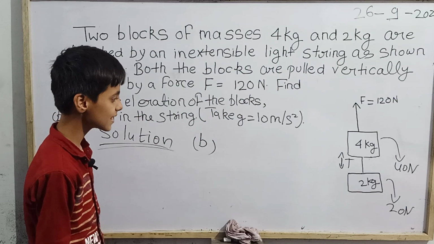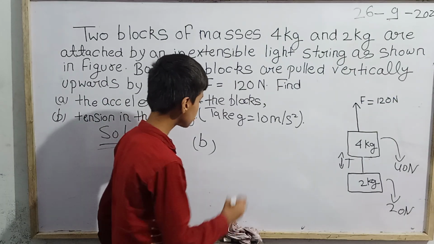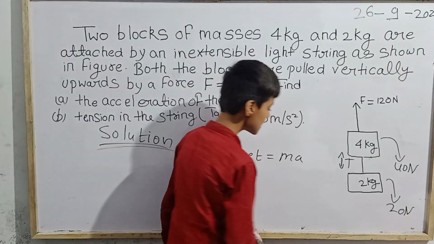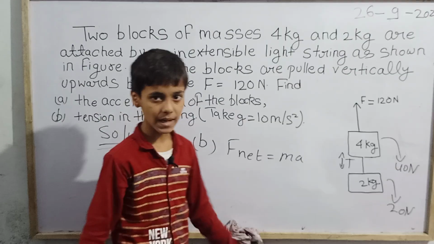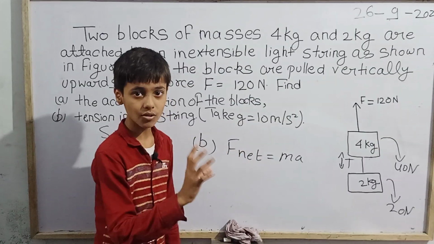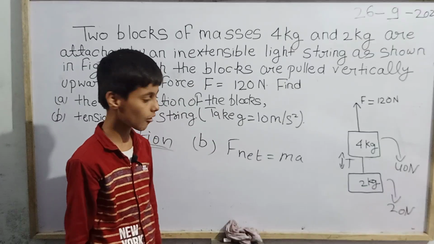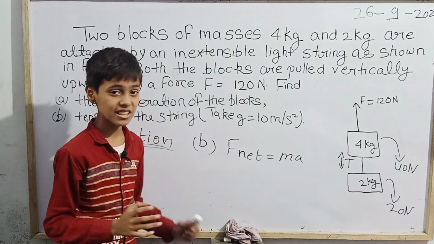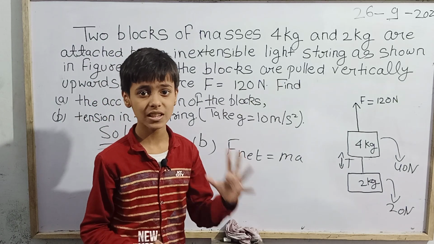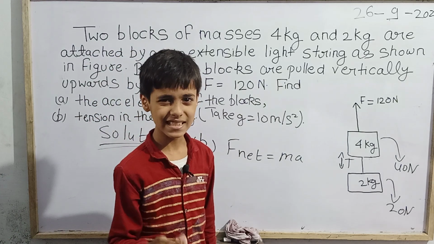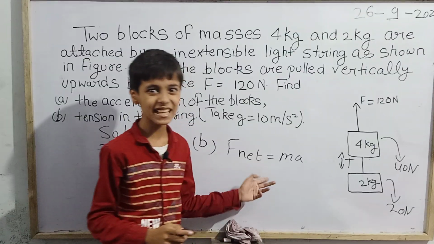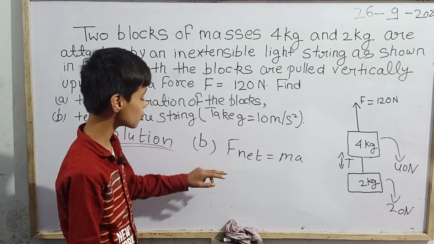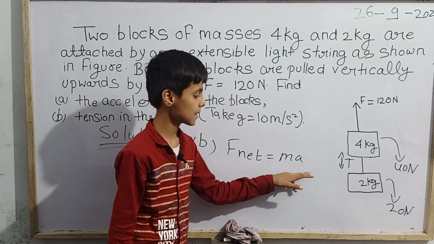For calculating this T value, very simple: net force. F net equals M into A, that is Ma. Net force equals mass times acceleration. Only a single concept will be used here, the second law of motion. It is generally very useful in solving problems related to laws of motion, because in most numericals you will be using the equation of the second law of motion. It is a very interesting concept and can be used in maximum places.